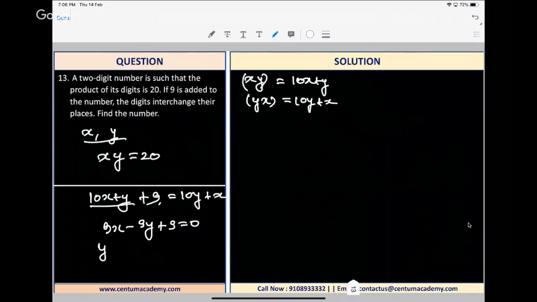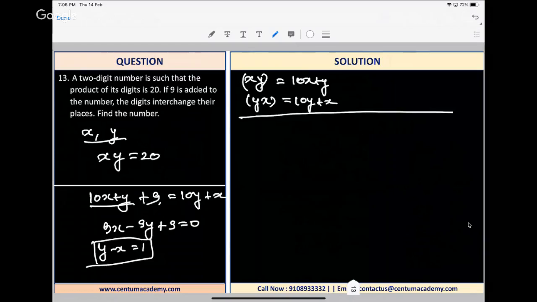Or y minus x equals 1. If you see, y minus x equals 1, right? This is equation 1. And the other equation is xy is equal to 20. So hence, this is a question which involves not only solving a linear equation but also a quadratic equation.